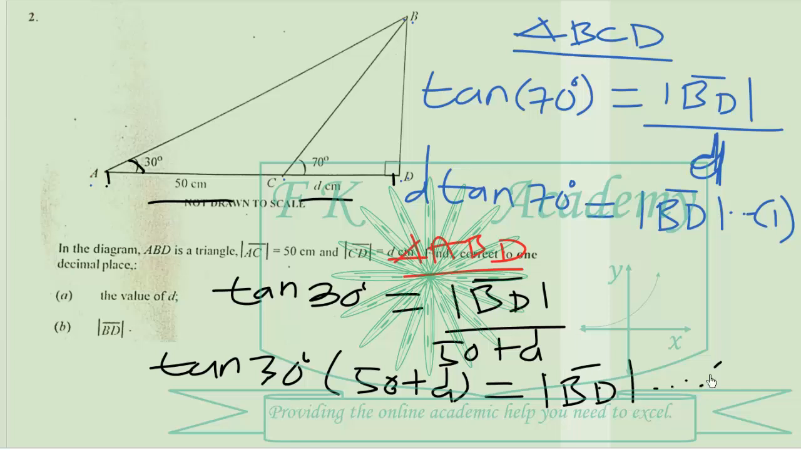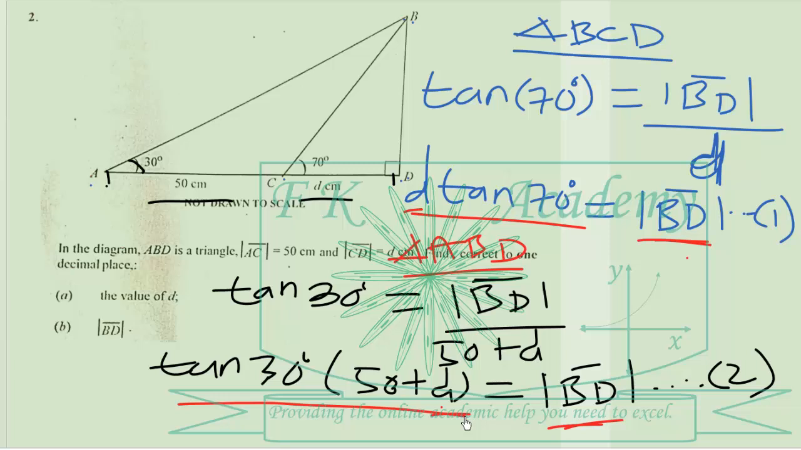So we can call this equation 2. So we have two equations which contain the variables we are looking for. The two equations contain D and BD. So we solve it simultaneously. In other words, equation 2 and equation 1 are equal because they are all giving us the length of BD. So let's equate it. So D tan 70 degrees will be equal to tan 30 into bracket 50 plus D.